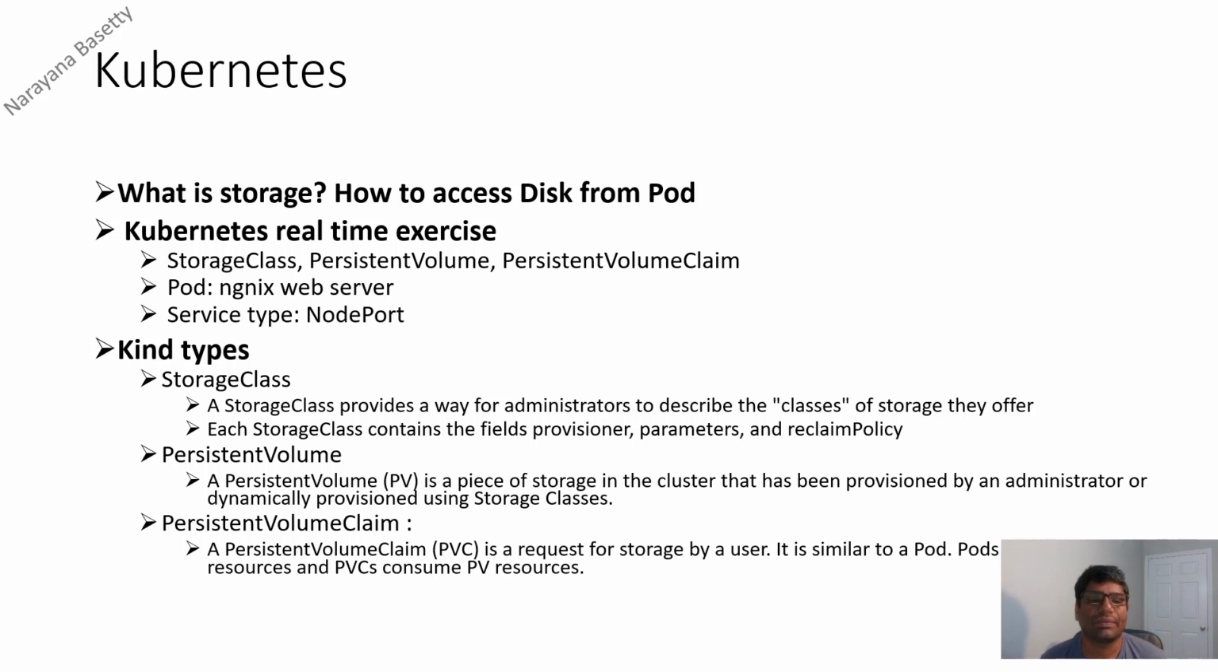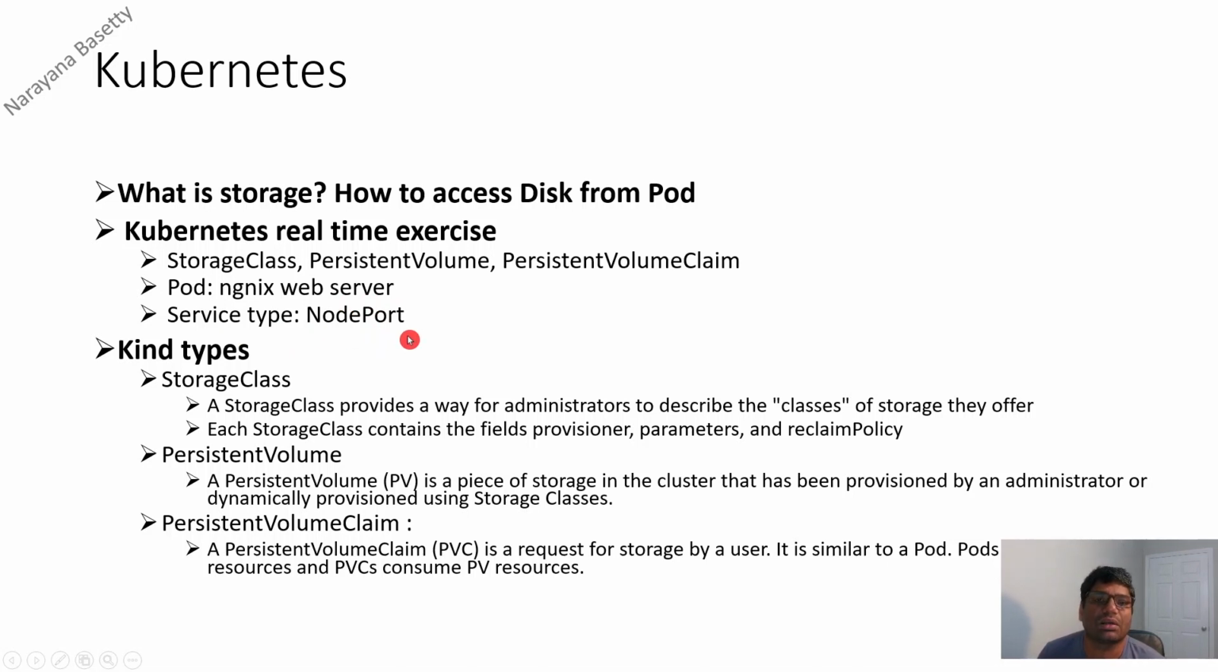So that is the agenda of any application, right? How we can create a storage, and how we can access the storage, that is called a disk, from the pod. That is the exercise which we are going to talk about. So basically, in this Kubernetes real-time exercise we are going to use the following kinds: storage class, persistent volume, persistent volume claim, pod. Nginx web server is the sample for the demonstration, and the service type is NodePort.